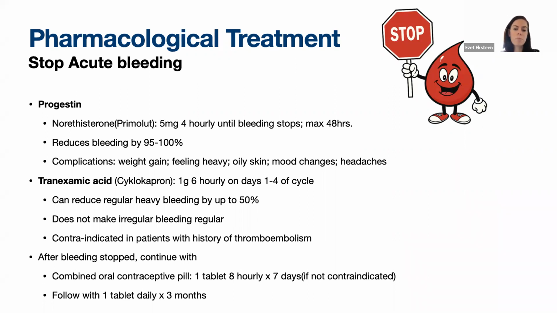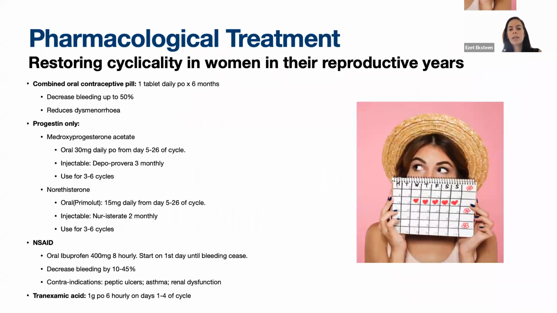So after the bleeding stops, the guidelines actually advise us to start a combined oral contraceptive pill 3 times a day for a week, whereafter we can give it only daily for 3 months. So now we've stopped the bleeding, is there any way that we can help the patient to have a regular cycle again? Yes, we can. Most of the patients react quite well to a combined oral contraceptive pill. We will continue this for at least 6 months, and this will decrease the bleeding by up to 50% and also decrease pain during menstruation.